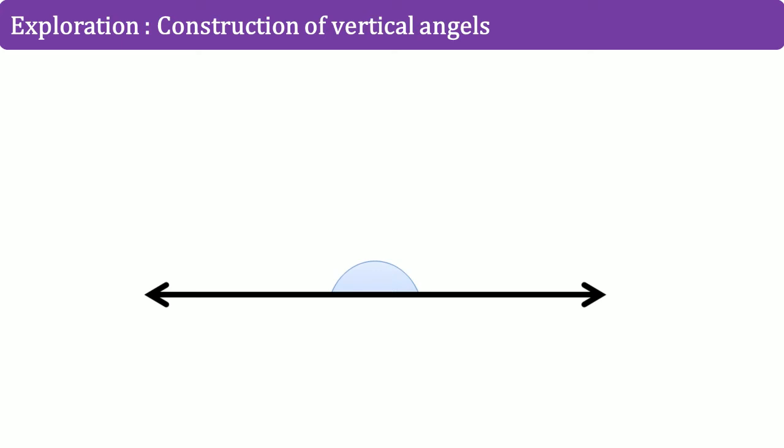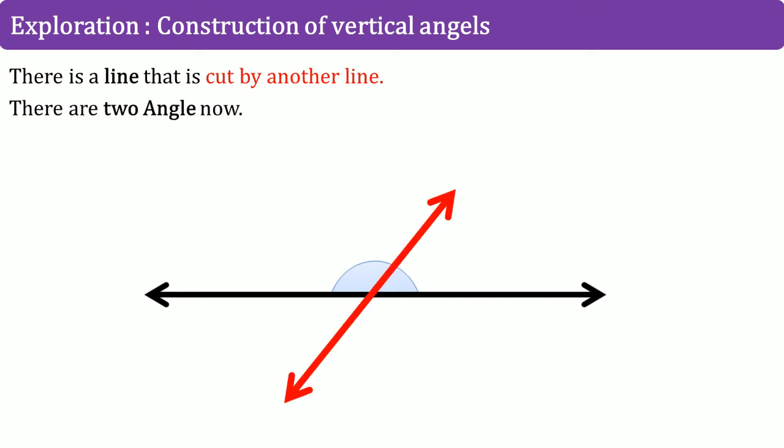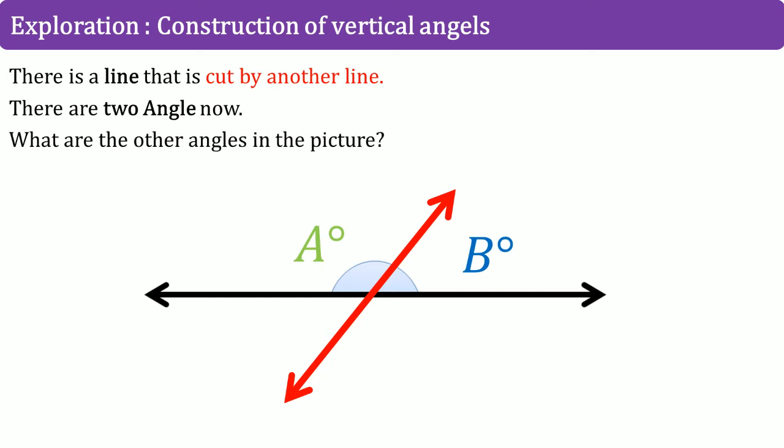So let's explore the construction of vertical angles. Here we are given a straight line, and let's cut this line by another line. We call that line the transversal line. There are two angles here, A and B. What are the other angles in this picture? Look at the bottom end of that angle. There's angle B on the bottom left hand side, and there is angle A on the bottom right hand side.